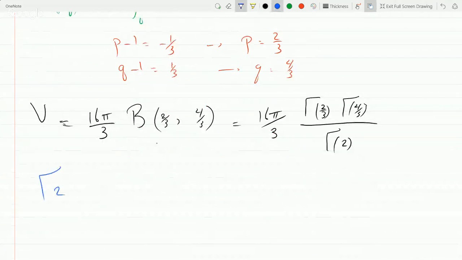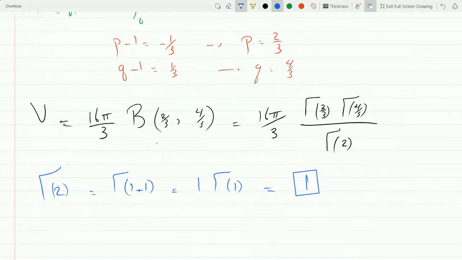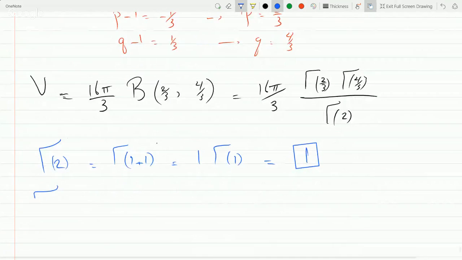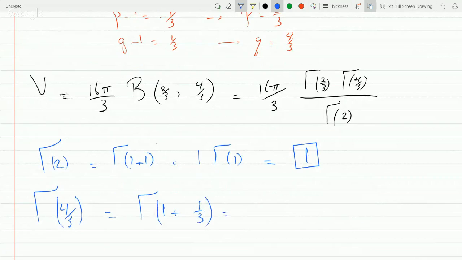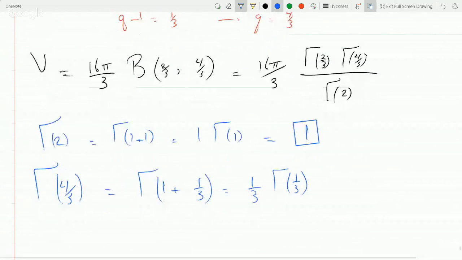Gamma of 2 is gamma of 1 plus 1, which is 1 times gamma of 1, and gamma of 1 is 1 by the definition of the gamma function, right? Gamma of 4/3 is equal to gamma of 1 plus 1/3, which by the recursion formula is 1/3 gamma of 1/3. So far, so good.